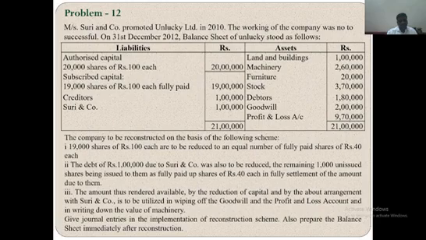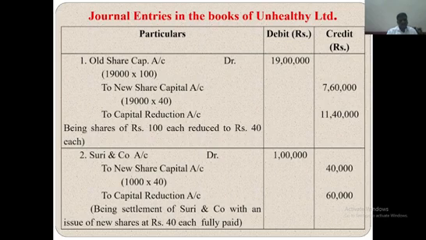So how much? Listen. The remaining unused 1,000 shares we reduced to 2 rupees, and issued at 2 rupees 40 each, fully in settlement of the amount. So the journal entry: Surai and Company Limited account debit to new share capital account, to capital reduction account, 1,000 into 40, 40,000. The remaining on behalf of reduction, we got 60,000 rupees profit.